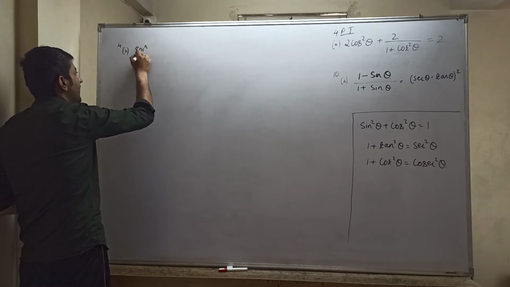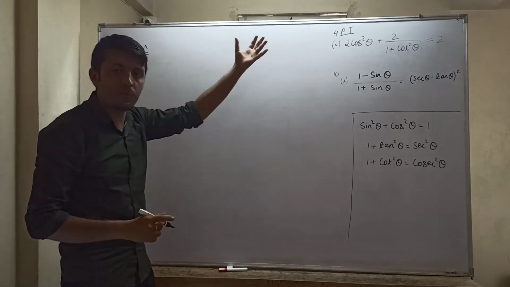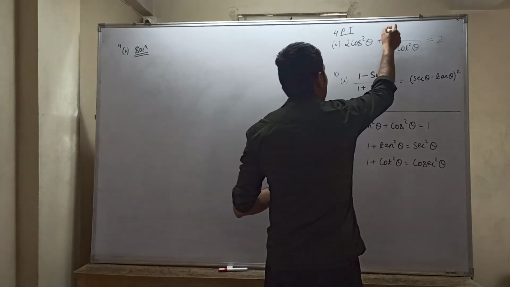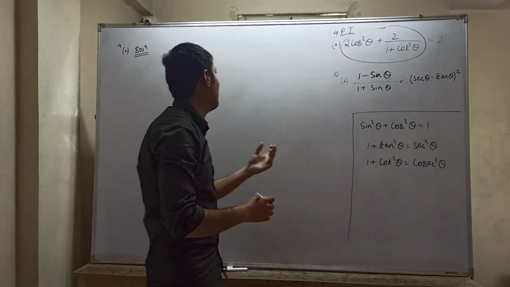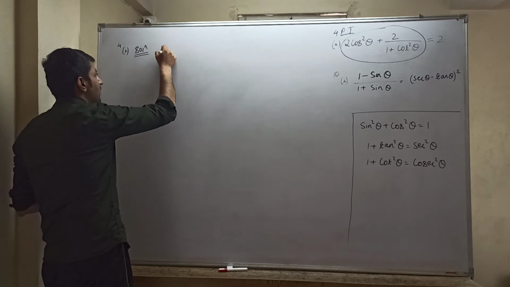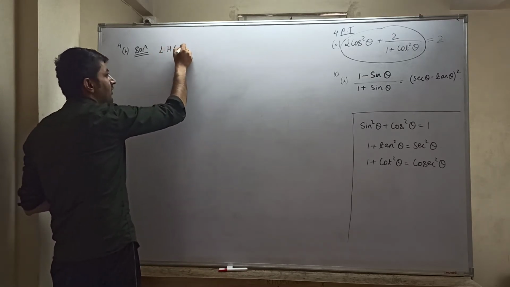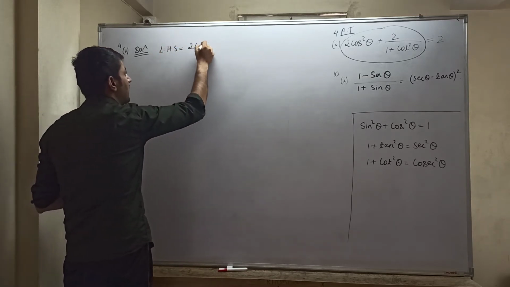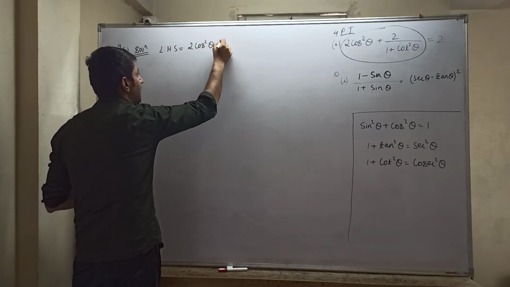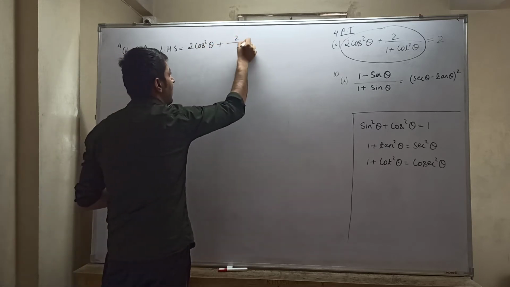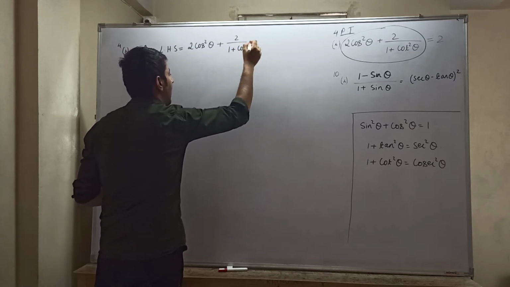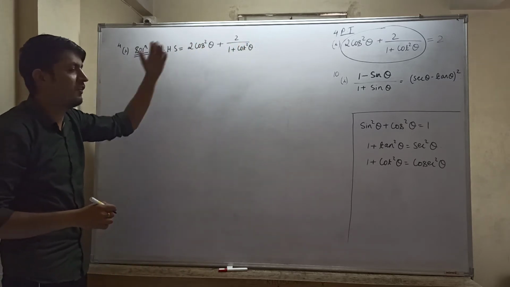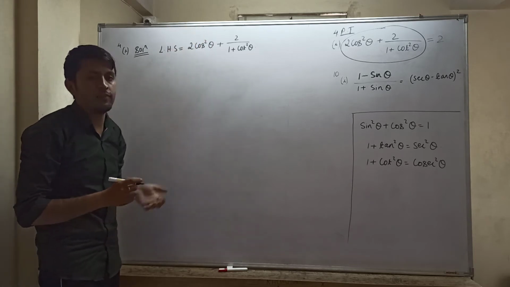When you come to the solution, they have asked you to prove that, so you start with the left hand side. This is your left hand side, so you write down your LHS. What is your LHS? It is 2 cos square theta plus 2 by 1 plus cot square theta. I hope this is alright for you. In the first line, I have just taken my left hand side.